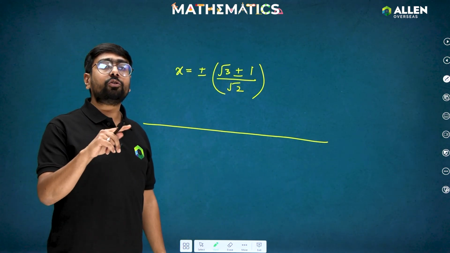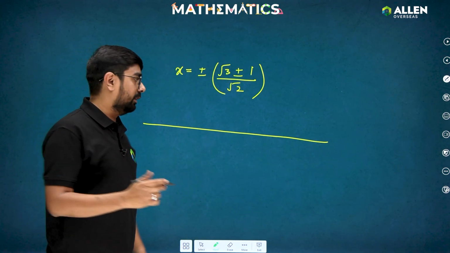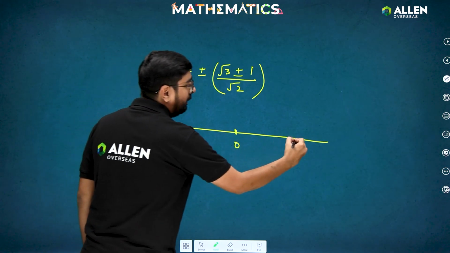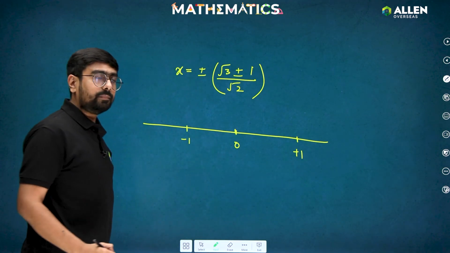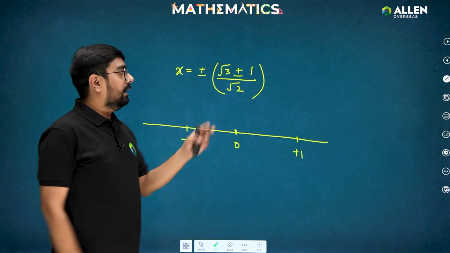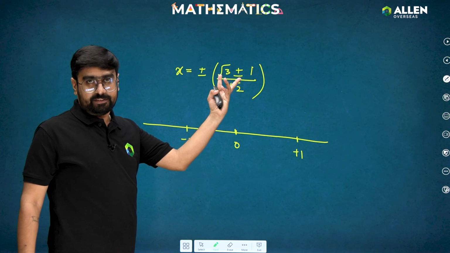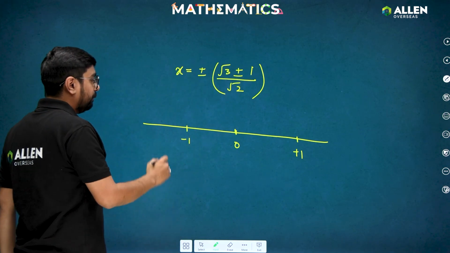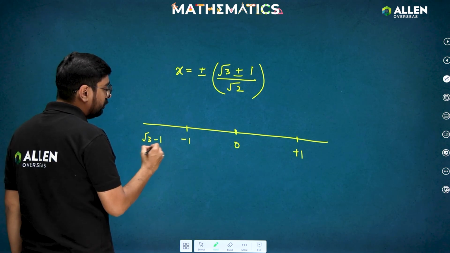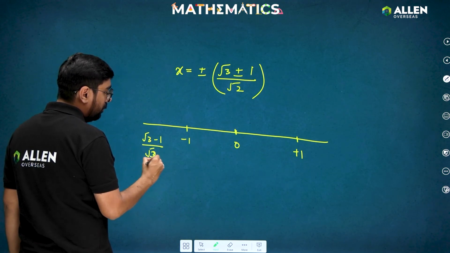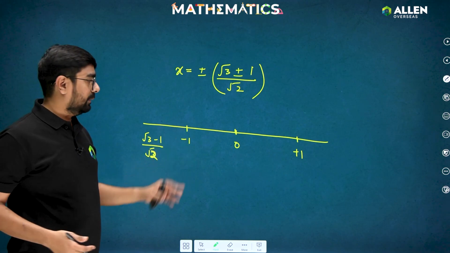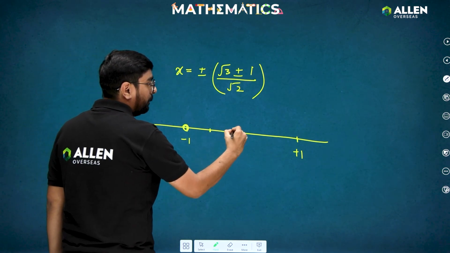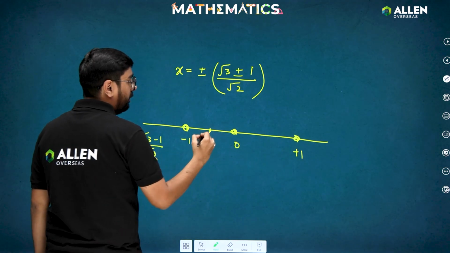First, critical points are also those points where the function was not defined. So those points were 0, minus 1 and plus 1. Remember, these points are also there. And now these points, the values of x at which f dash x was becoming equal to 0. So positive of root 3 minus 1 by square root 2 will come before minus 1.